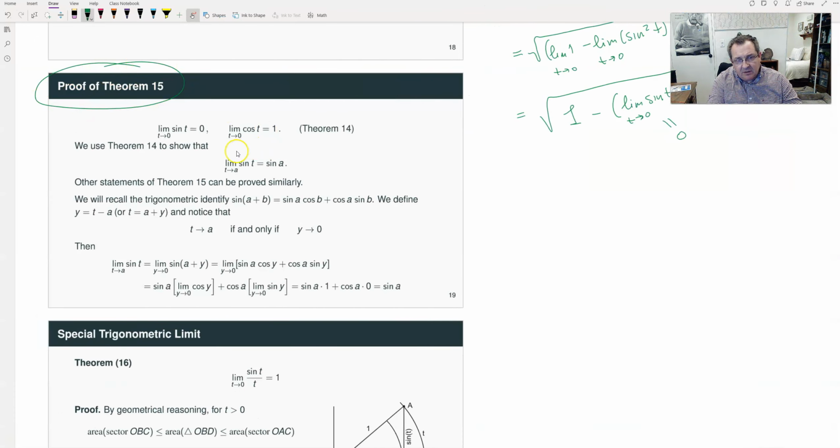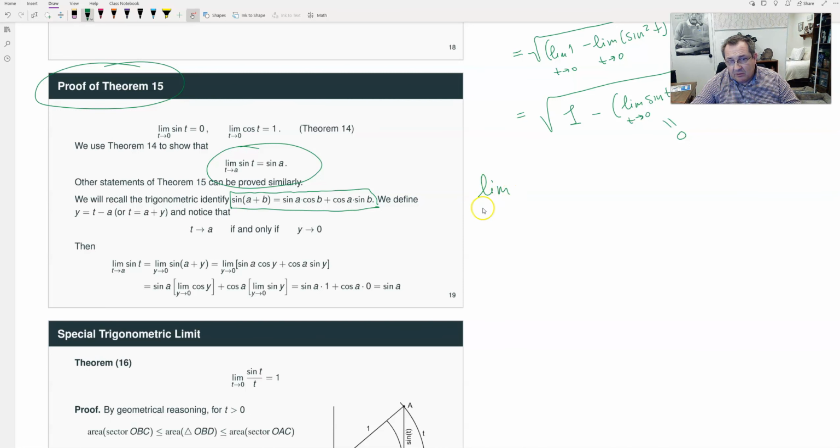In theorem 15, we state that limit of the trigonometric function can be evaluated by substitution. What we're going to do next, we're going to show how to establish one of the statements, and the rest can be proved similarly. There are different ways to approach it. One way is to use trigonometric identities. In particular, sine of a plus b is equal to sine a times cosine b plus cosine a times sine b. We can use that identity to evaluate that limit. Let's give it a try.